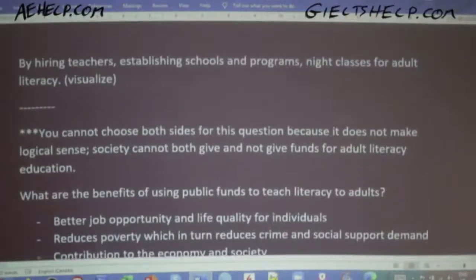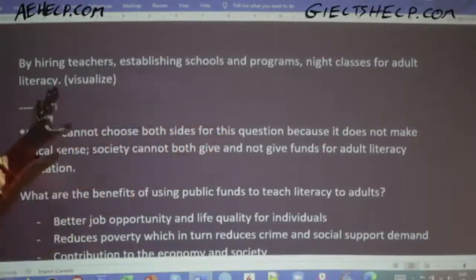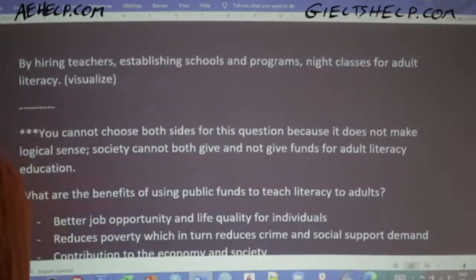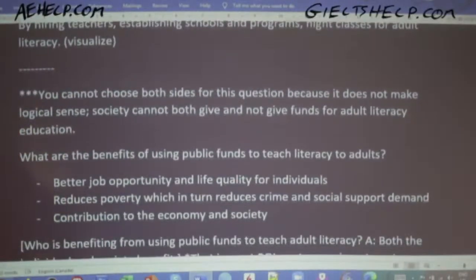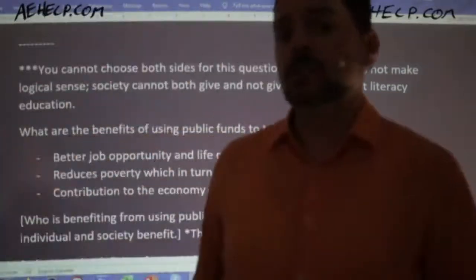And how can society do this or achieve these programs? By hiring teachers, establishing schools and programs such as night classes for adult literacy. Okay. And then I discussed this very important point that you cannot choose both sides.